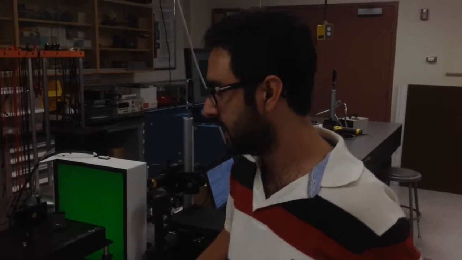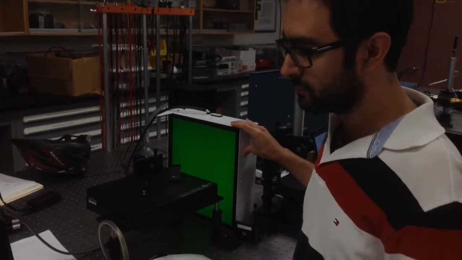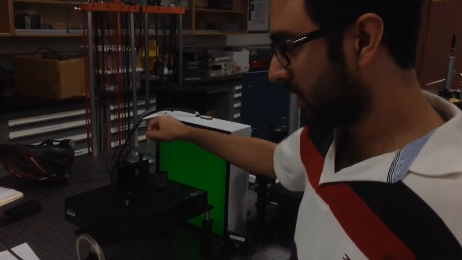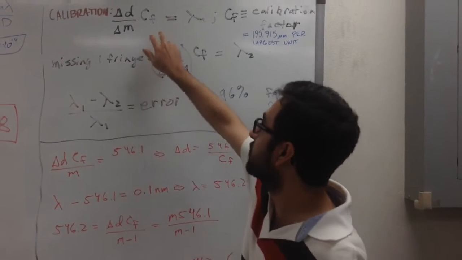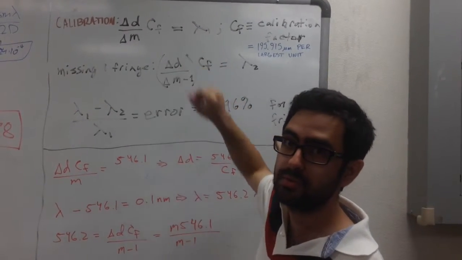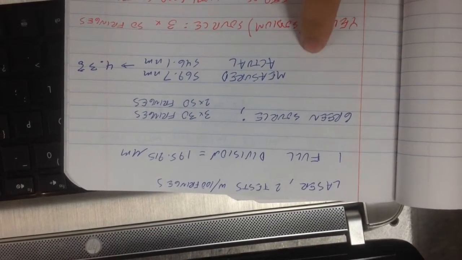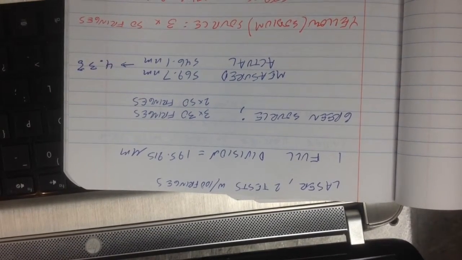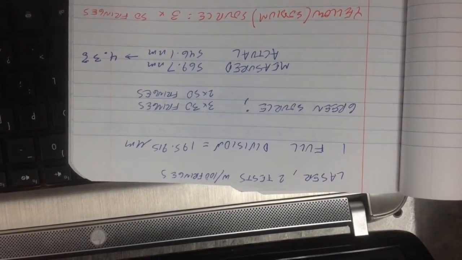Using this calibration factor, our first task was to measure the wavelength of the green mercury source. We did this by moving the micrometer and counting the number of fringes that moved past, and we counted them by eye. We used the same equation to calculate the wavelength of the mercury source. We did 5 trials and found the measured value of 569.7 nanometers. This differed from the actual value by 4.3%.